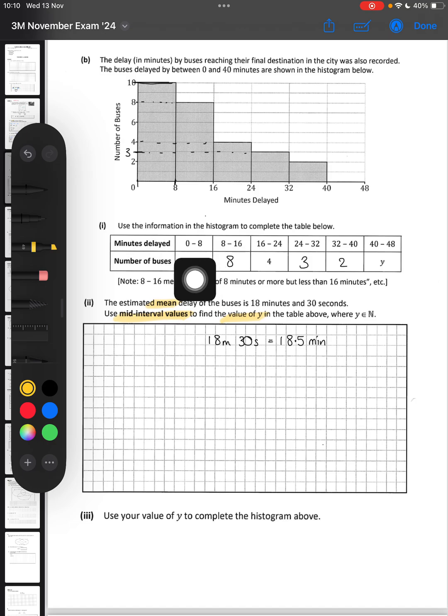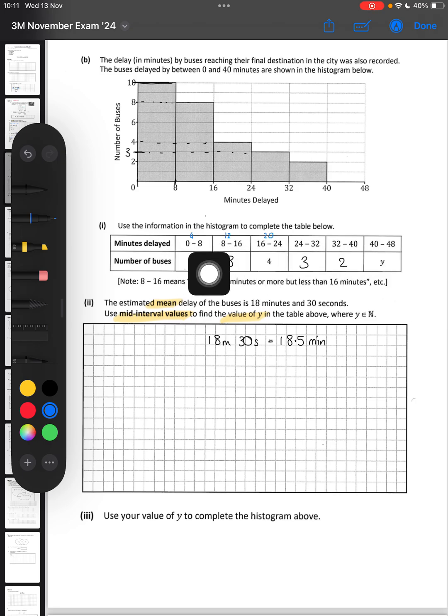What are my mid-interval values? They are the values in the middle of these intervals. For the interval of 0 to 8, what value is halfway between? What value is halfway between 8 and 16? It's literally the middle of those intervals. So my mid-interval values here: between 0 and 8 is 4, between 8 and 16 is 12, between 16 and 24 is 20. Do check these each time.